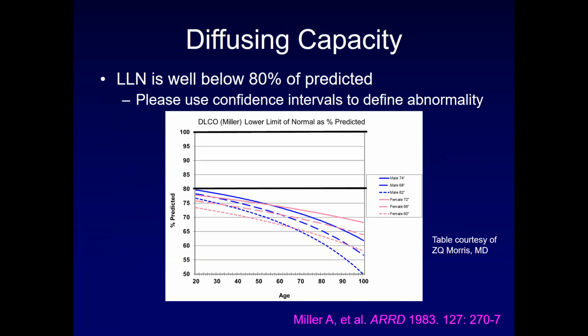Just like in spirometry, the lower limit of normal for patients is below 80% predicted. Please do not use an absolute value. Confidence intervals that we use are based upon a study done by Miller in 1983 in Ann Arbor.